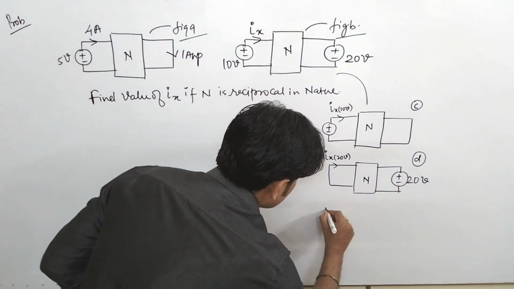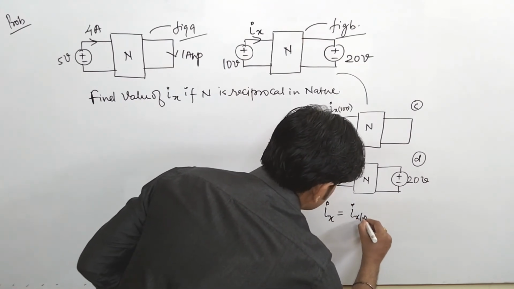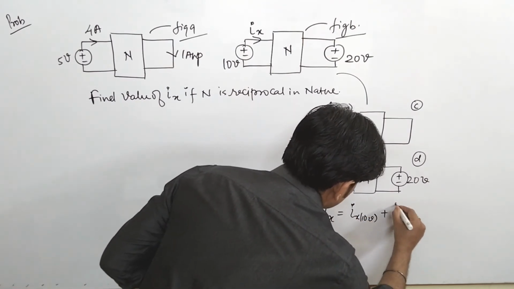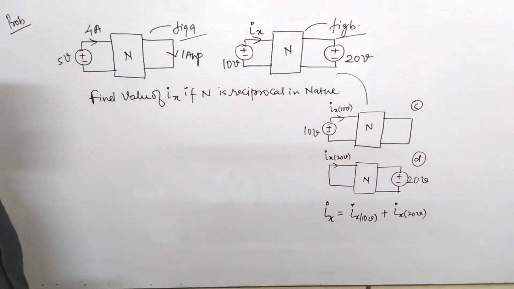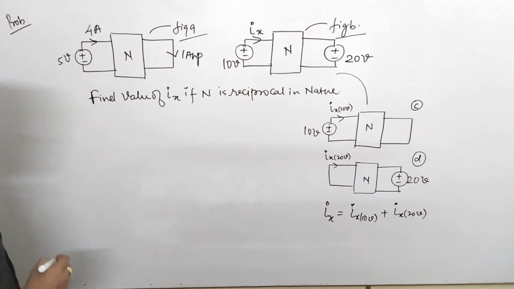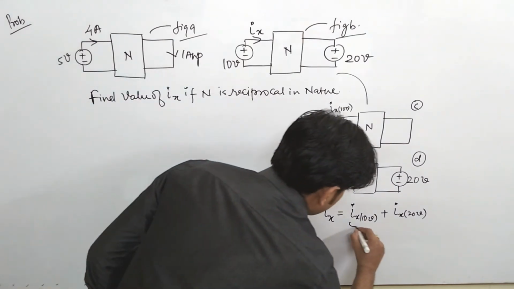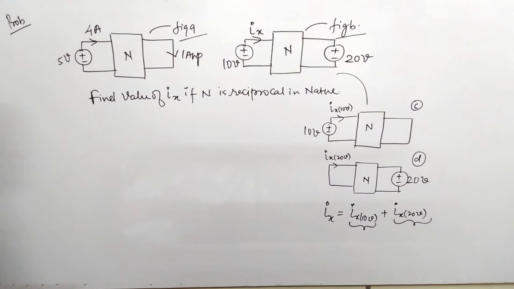So you can say that your final value of Ix is what? It is because of 10 volt source and because of 20 volt source. Now our task is to find the value of Ix10 and Ix20, and one can find the value of your final Ix. Now how you will find, please see.